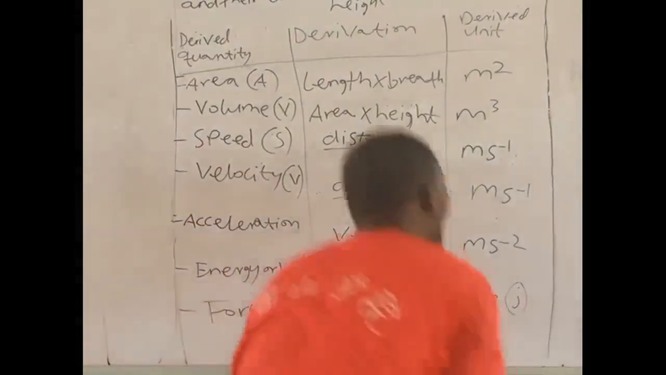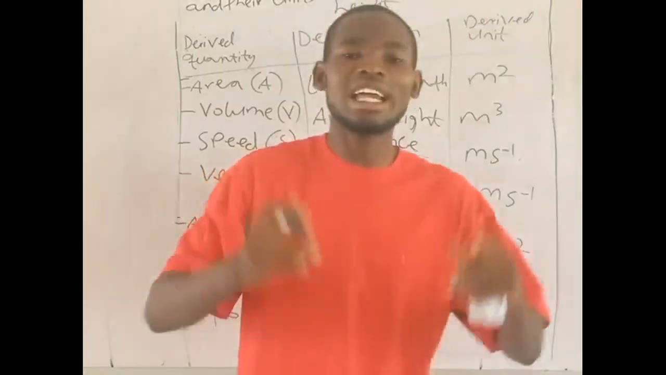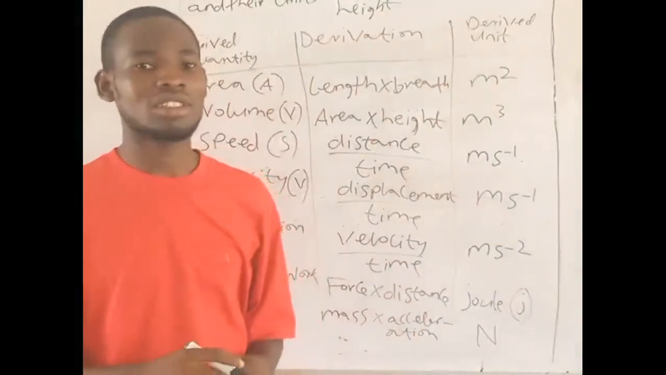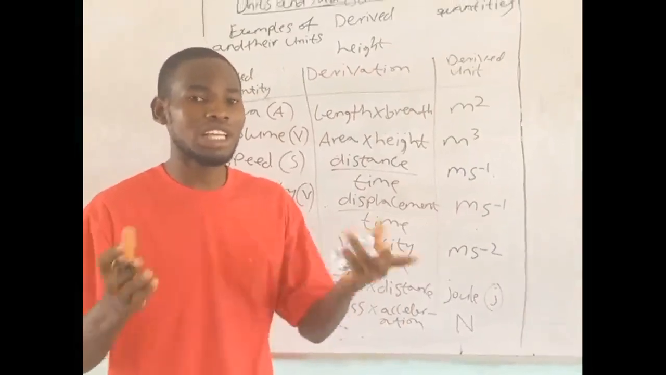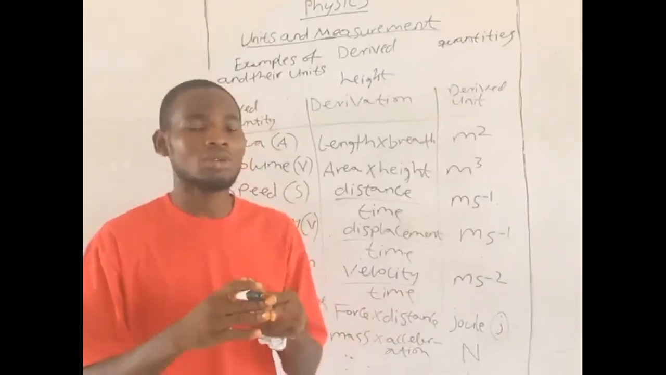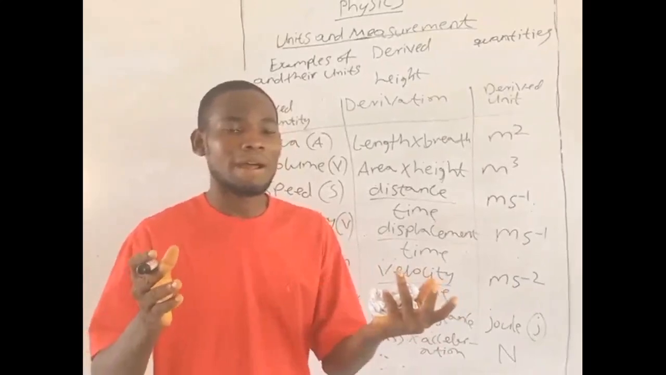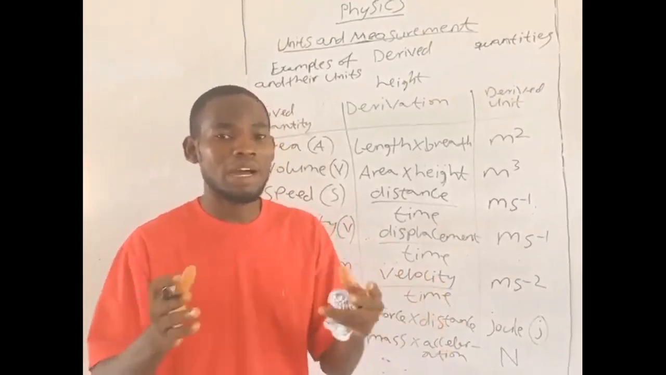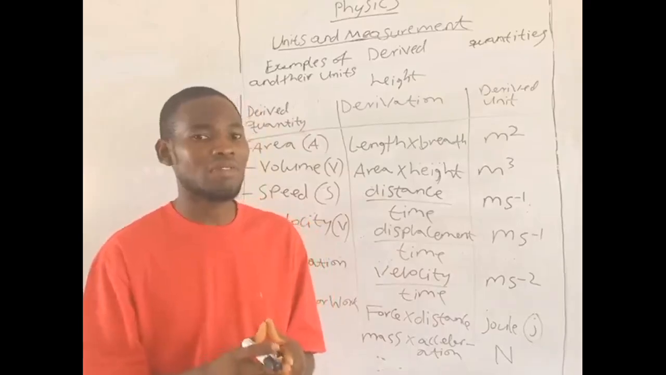Now, there are so many examples of the derived quantities. If you go to your textbook, you will see other examples like the pressure, you see other examples like the momentum, you see other examples like power. All these are examples of derived quantities.